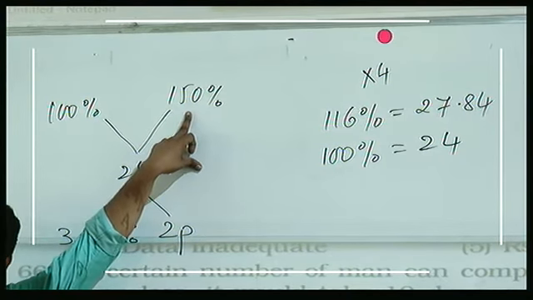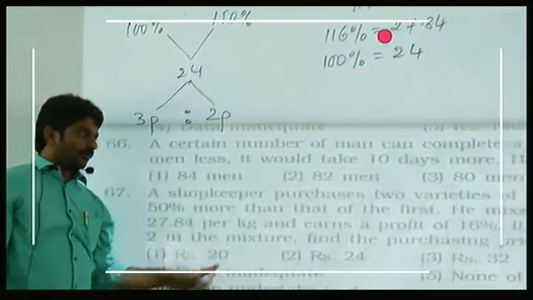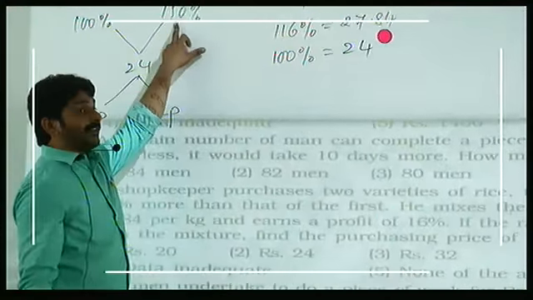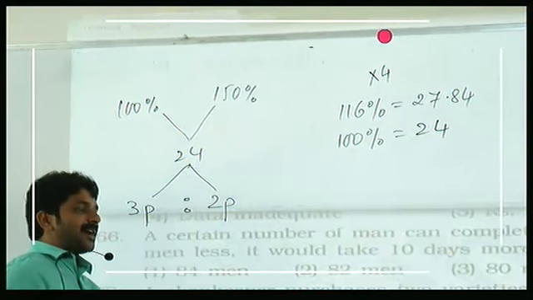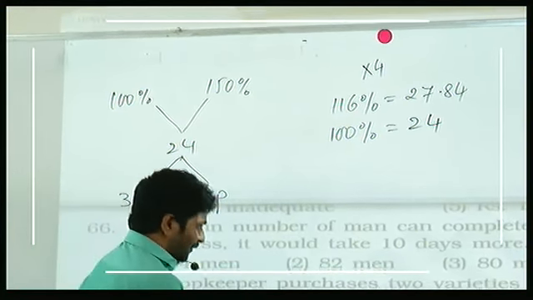Can this be your answer? Can this be your answer? Your 150% will be definitely more than 24 according to allegation rule. This number should be less than one number and more than the other number. So with respect to 100%, 24 will be definitely more, and with respect to 150, it should be less than that. So answer should be more than 24. First option cannot be your answer, second option cannot be your answer.